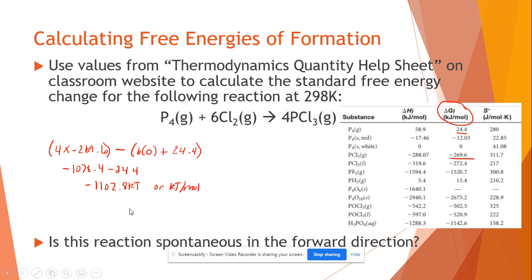In terms of answering the second part of this question, is this reaction spontaneous in the forward direction? So hopefully remember, if delta G is greater than 0, it is non-spontaneous. And if delta G is less than 0, it is going to be spontaneous. So here we have a negative value, which means it's less than 0. So this reaction is, yes, spontaneous.